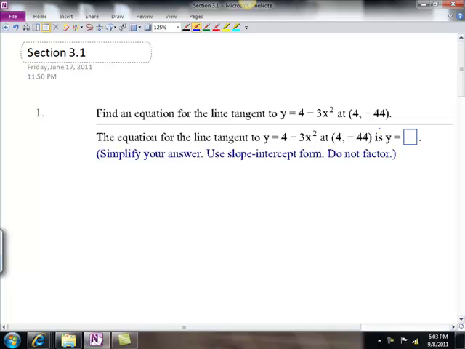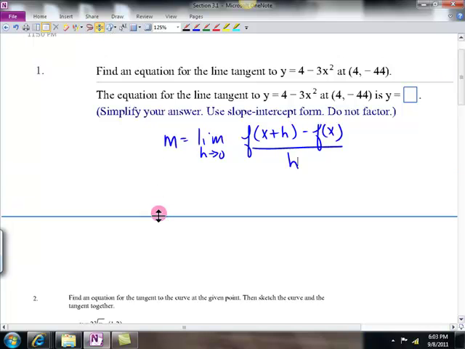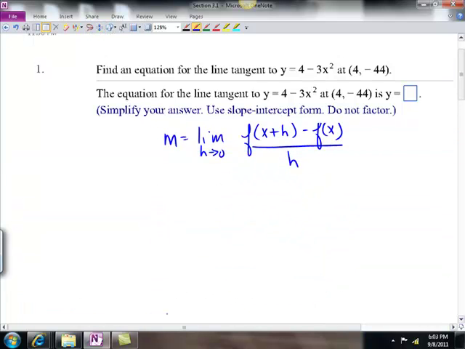Find an equation for the line tangent to y equals 4 minus 3x squared at this point. Okay? So you're going to use that definition that we've been doing, and I'm going to write it here. m equals the limit as h approaches 0. So, how would we start that? If we're going to write the equation of a line, we've got to find the slope first. So that's what you're going to do first. And if we're going to find this, we've got to plug in. So we've got the limit as h approaches 0 of, what is f of x plus h?